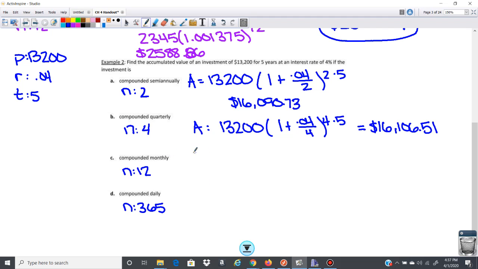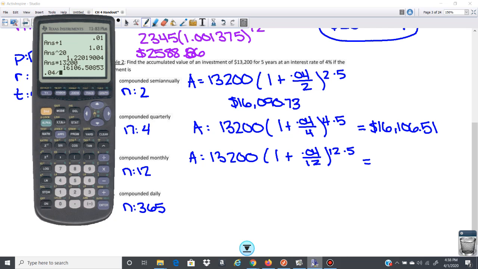Okay, then for 12, we would have $13,200 times 1 plus 0.04. Now our n is 12, to the 12 times 5. And let's see what that yields us. So we're going to go 0.04 divided by 12, plus 1. Then we're going to raise that to the 12 times 5, 60. And then we're going to multiply by $13,200. So $16,117.16.